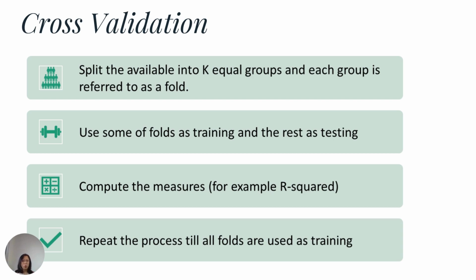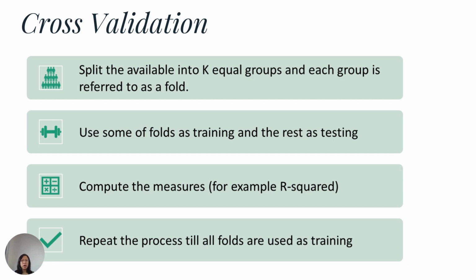Then for each fold, right? So we do the training, and then we compute the measurements. For example, in the regression, we compute the R-score value. Right? And then we repeat the process, and then all the folds are being used at training. Right? All the folds are being used at training. So this is called cross-validation.